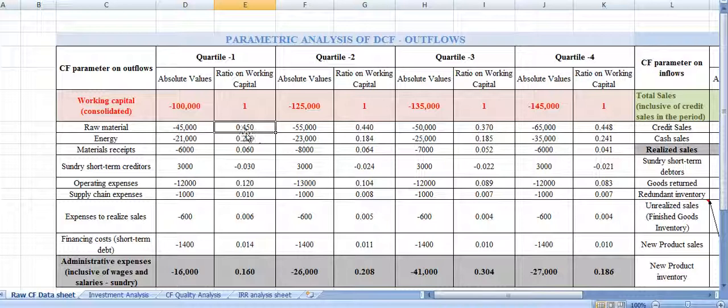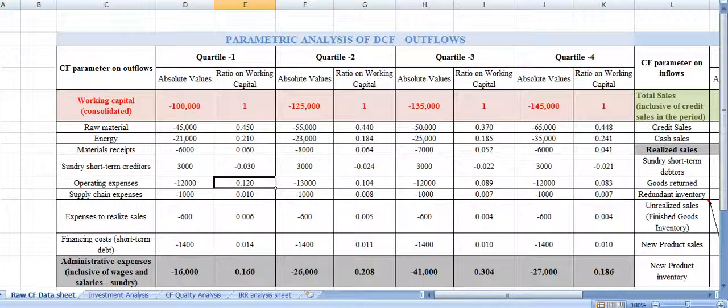And the energy expenses are also substantial. For every $100,000, possibly you have around 21% outgo in terms of energy. So it's an energy intensive company. And then the receipts are low. Material receipts would imply the purchases in a very short time frame required for continuing with the operations. And sundry short-term creditors, the operating expenses, and so on.